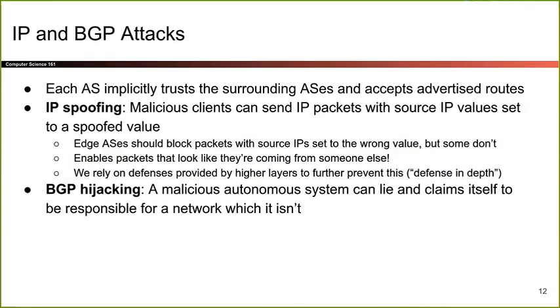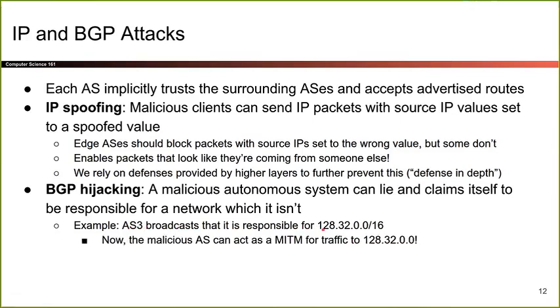There's another one called BGP hijacking. In this case, if you have an autonomous system and you're malicious, you can just lie and give an announcement for a network that you can't reach or that you're not responsible for. So you can always lie about all those announcements from the previous slide, and that's called BGP hijacking. So maybe if you're autonomous system 3 and you're malicious, you claim that you're responsible for this subnet, even though you're not. And now anybody who wants to send a message to this subnet could potentially send it to you because you claimed that you can reach the subnet, even if you can't.